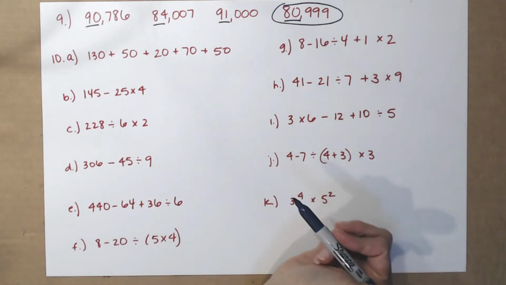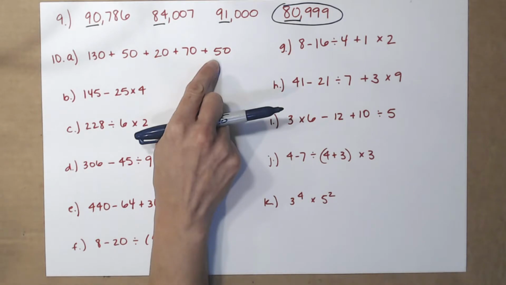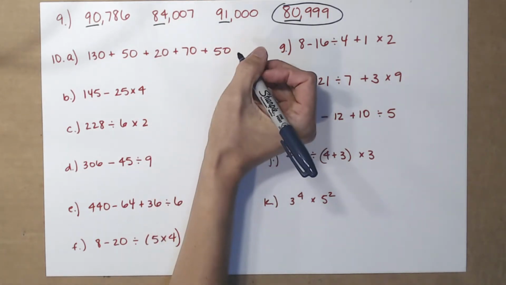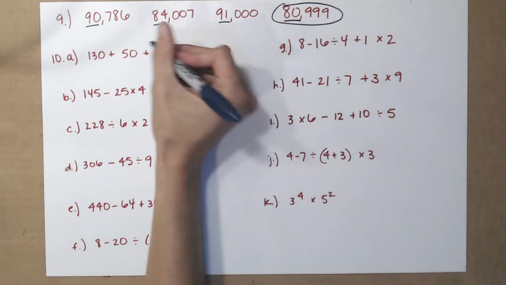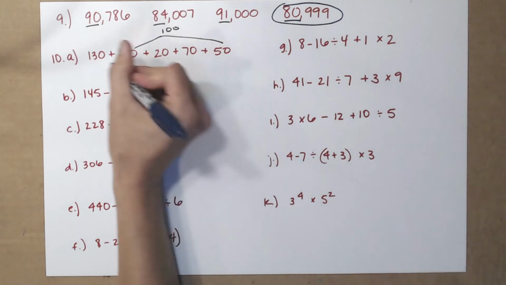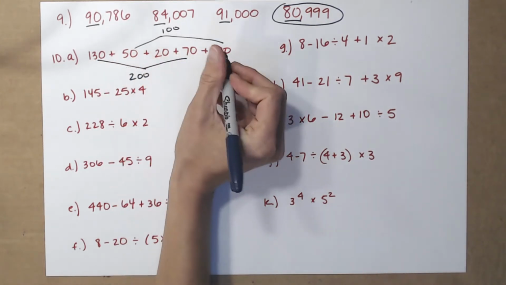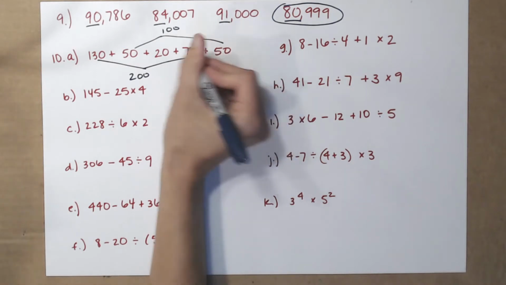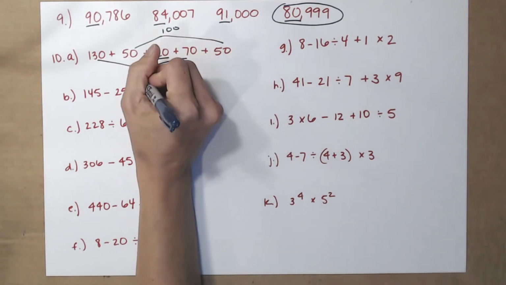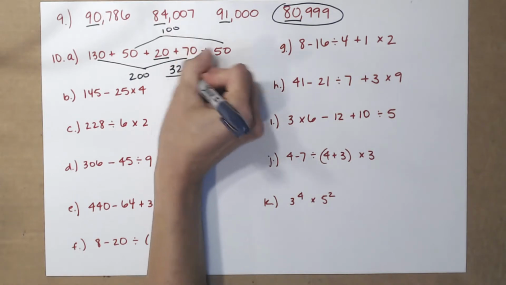Now we need to find the value of all of these, and we're going to be using order of operations. The first one is all addition, so we can add in whatever order we want because it's just addition. This is where you find numbers that go together well, like 50 and 50 is 100, and then 130 and 70 is 200. So then we just need to add the 20. So 200 plus 100 is 300 plus 20 is 320.